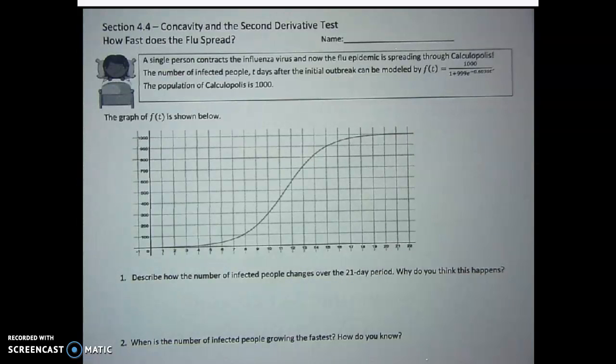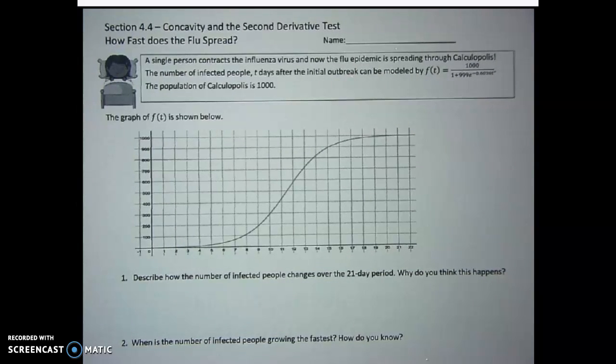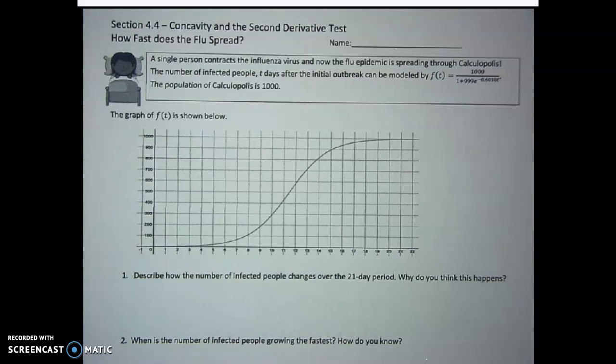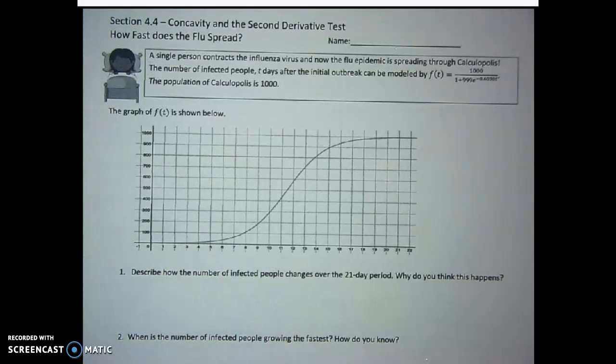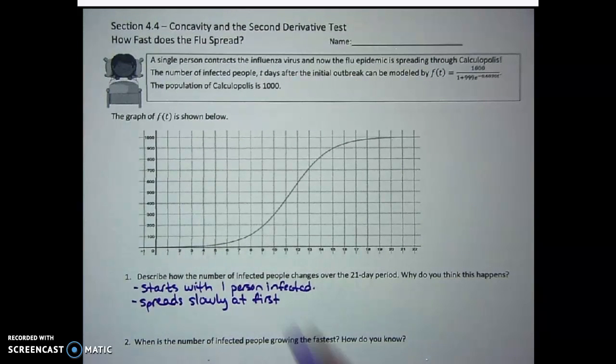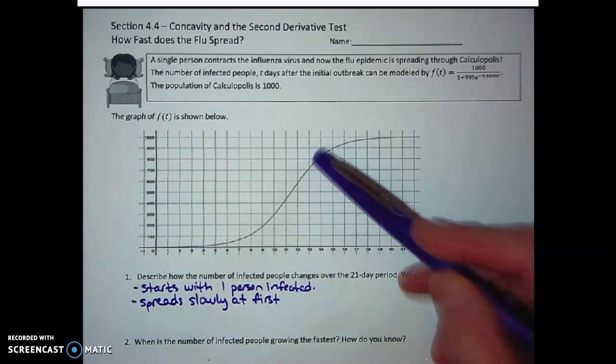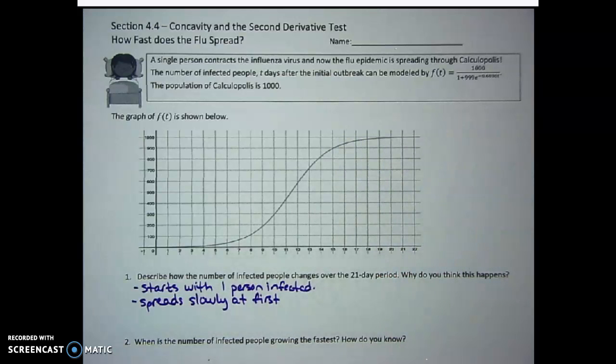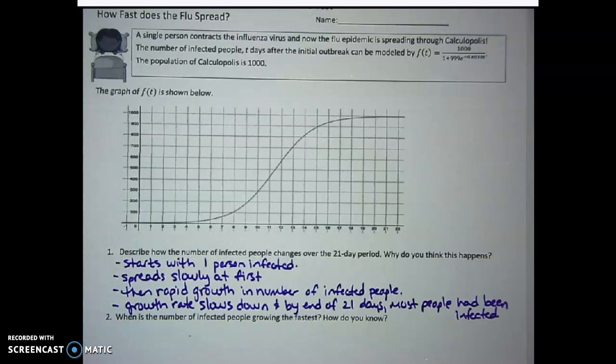The population of Calculopolis is 1,000. And the graph of the growth is shown. Number 1, describe how the number of infected people changes over the 21-day period. Well, we can see that we start with one person, and it starts to spread slowly at first. Then the spread takes off and there's rapid growth in the number of infected people, and then it starts to slow down again. That rate of change slows down by the end of the 21 days, probably because almost everyone at that point had gotten the flu.